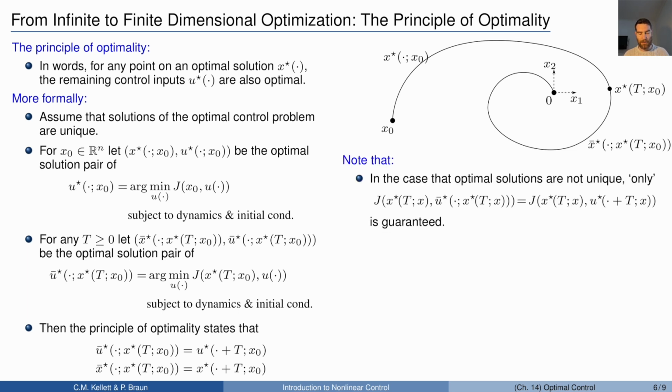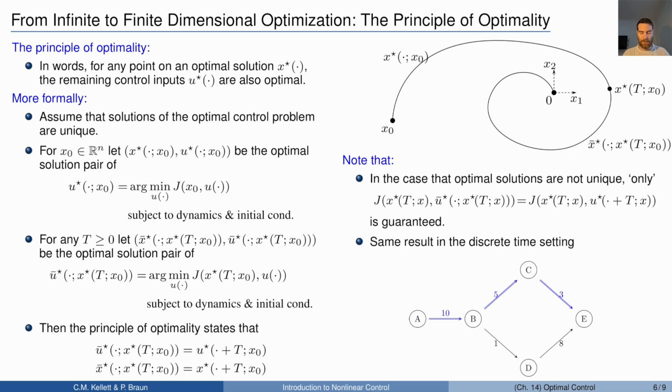In the case that we don't have unique optimal solutions, then the statement is not true in the same way. Then only equality of the optimal value function or the cost function is guaranteed, meaning if I evaluate my cost function at x star or this shifted x star, then I get the same value, even though the solutions might be different.